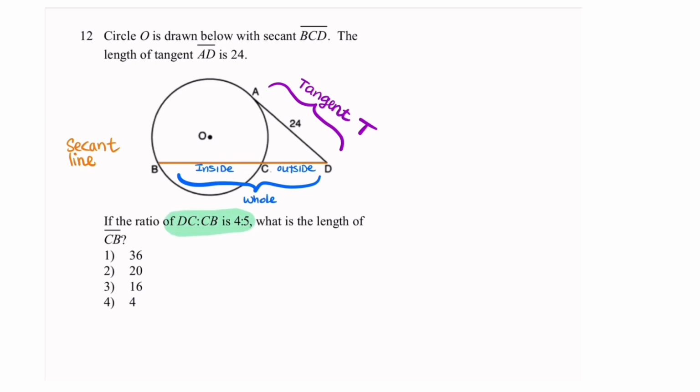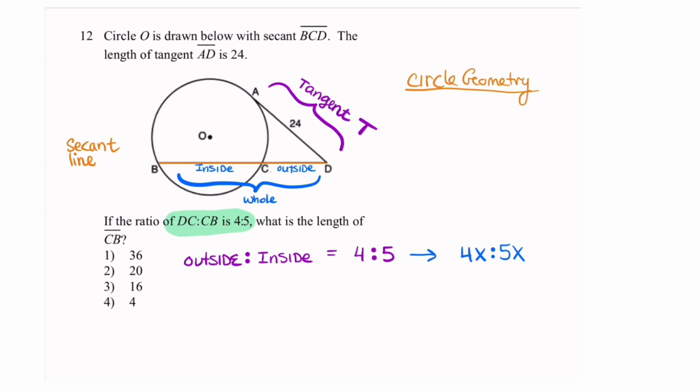So now the ratio of the outside part to the inside part is a ratio of 4 to 5. We could use this algebraically as 4x to 5x. So 4x and 5x will represent the lengths of those two parts of the segment. Now, from circle geometry, these segment pieces are connected in the following formula. The tangent squared is equal to the outside part of the secant multiplied by the whole part of the secant, or as I like to call it, the toe formula.